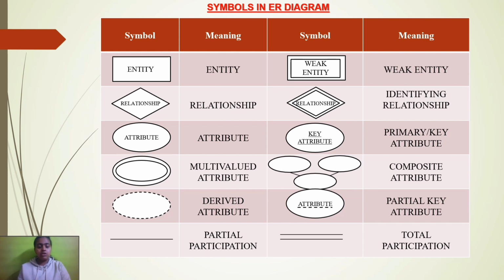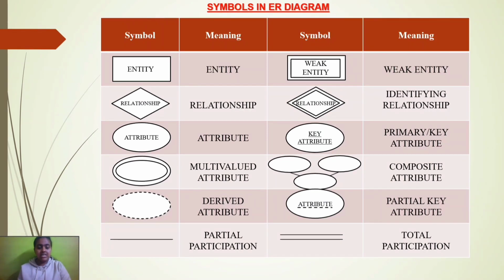An attribute is represented by an oval shape, and a primary or a key attribute is represented by an oval shape with the attribute underlined. Multivalued attribute is represented using concentric oval shape. A composite attribute is represented using the oval shape, which are having two or more attributes representing in oval shape. A derived attribute is represented using a dashed oval shape. A partial key attribute is represented using an oval shape with dashed underline.